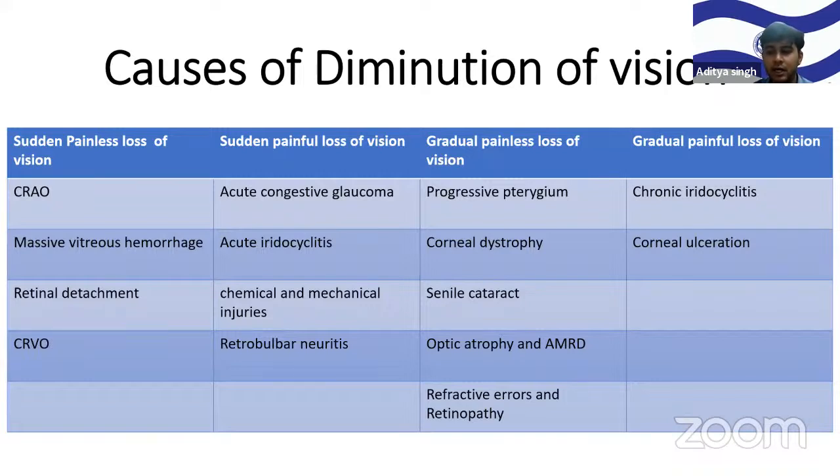When we come to the acute part, the sudden onset of diminution of vision, sudden painful causes will be acute congestive glaucoma, acute iridocyclitis, retrobulbar neuritis, and in sudden painless, it will be vitreous hemorrhage or retinal detachment.